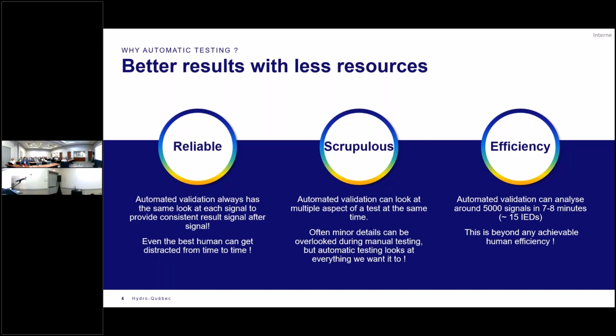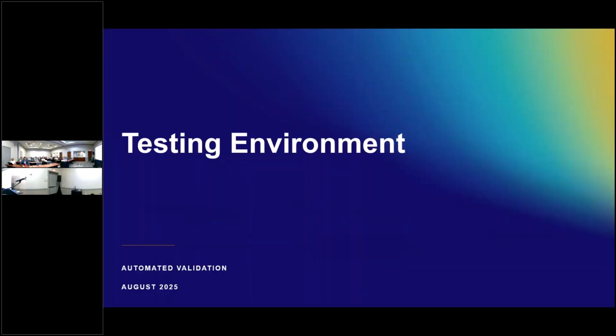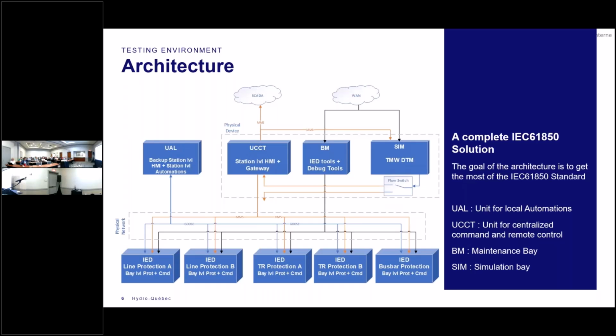Plus, it's much more efficient. With the automated validation that we did, we were analyzing around 5,000 signals in 7 or 8 minutes. Somebody by hand with manual validation, it would take days, if not weeks, to test that number of signals. So, the testing environment, if you can go to the next slide.